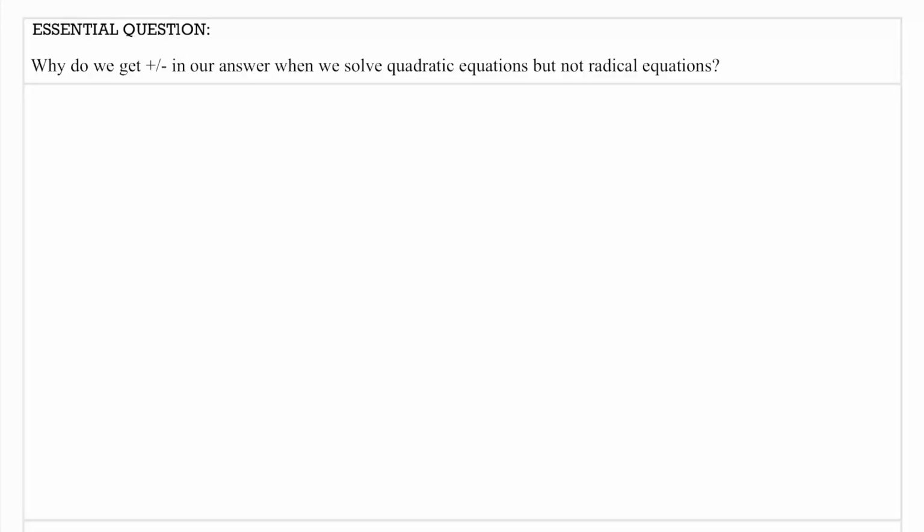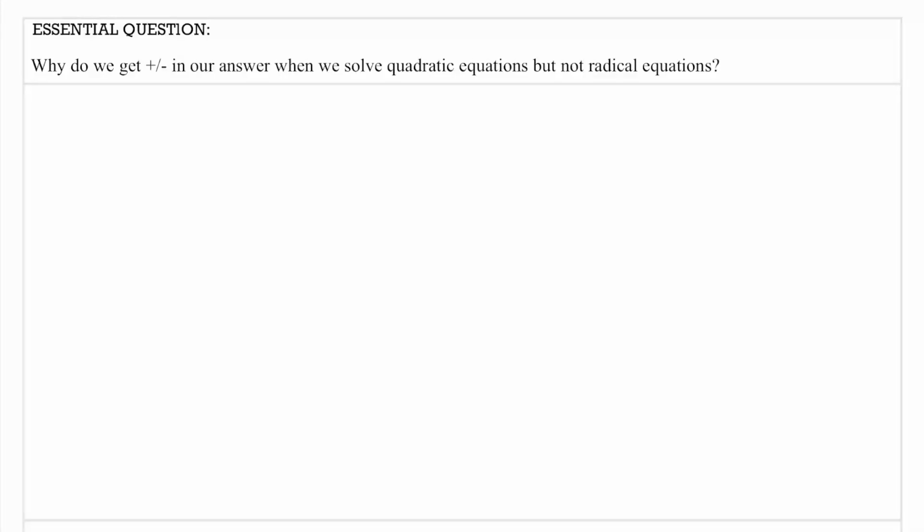This lesson covers one of those topics that can confuse even math teachers at first, but it addresses the question of why do we get a plus or minus in our answer when we solve quadratic equations but not radical equations. And this confusion comes from a couple different things. Mainly it mixes up evaluating with solving.